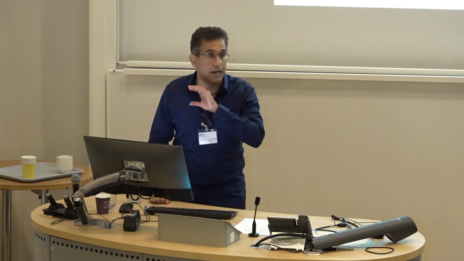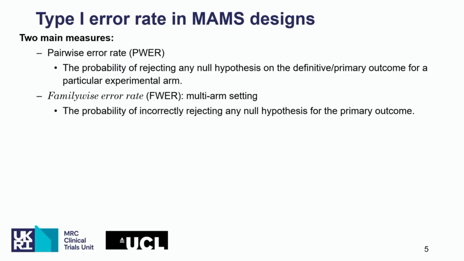In designs with multiple arms, or designs in general that address multiple research questions, there are two main approaches to quantify the type 1 error rate, that is the probability of false positive. One is the pairwise error rate, which quantifies the probability of false positive for a specific comparison or a specific research question, regardless of other research questions that you have in your protocol. Another one is the family-wise error rate, which controls the probability of false positive across all the research arms or comparisons and all the stages.